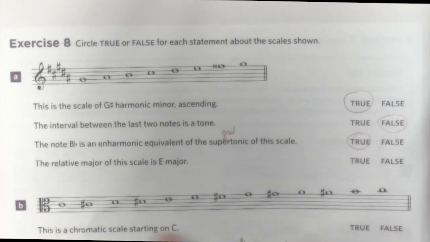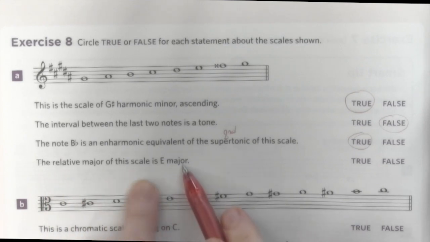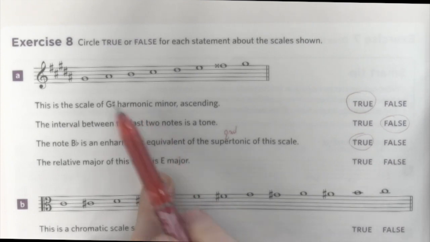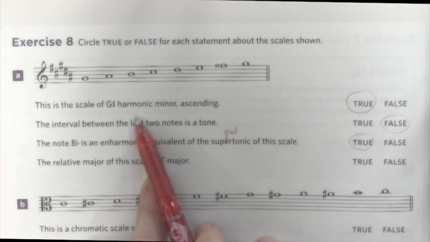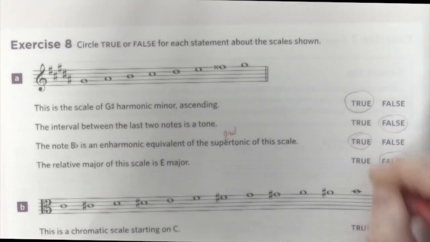So yes. The relative major of this scale is E major, and that is incorrect because this is sol sharp minor plus 3 semitones is B major, not E major, so this is false. There you go.